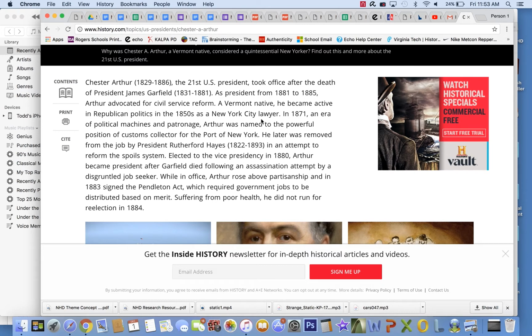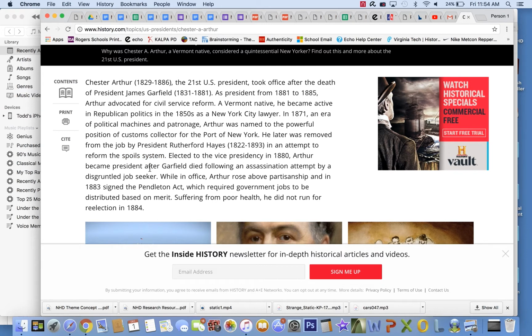A Vermont native, he became active in Republican politics in the 1850s as a New York City lawyer. In 1871, an era of political machines and patronage, Arthur was named to the powerful position of customs collector for the Port of New York. He later was removed from the job by President Rutherford B. Hayes in an attempt to reform the spoil system. That's the same thing we're talking about. The boss system is the spoil system.